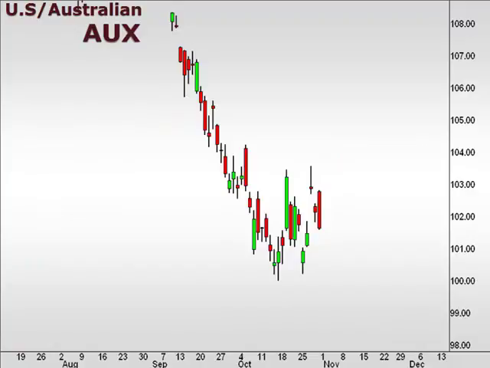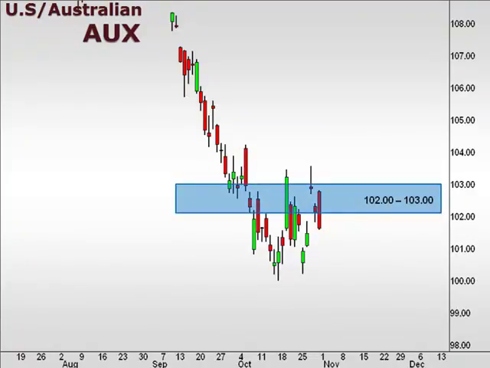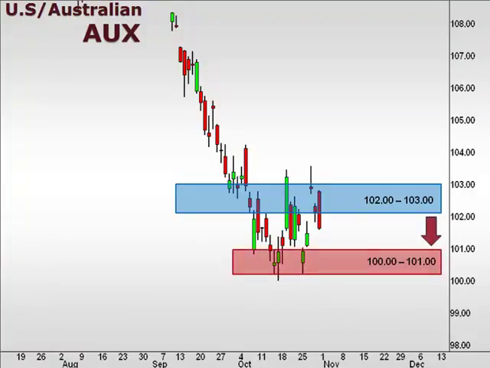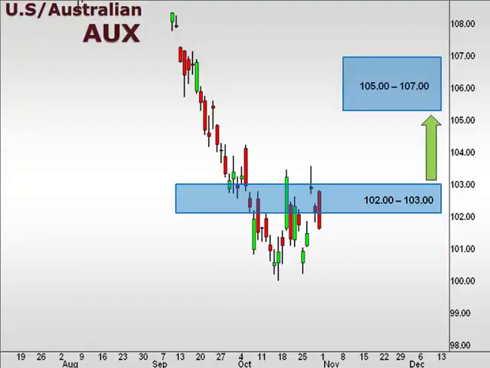Let's take a look at the AUX, the US versus the Australian dollar. Well, the AUX continues to meet with resistance at our 102, 103 focal zone, suggesting that we may see the US dollar slip back down to test support at 100 against the Australian dollar. Now, while a bottoming process may be playing out, we need to see a break above 103 to confirm any push higher.